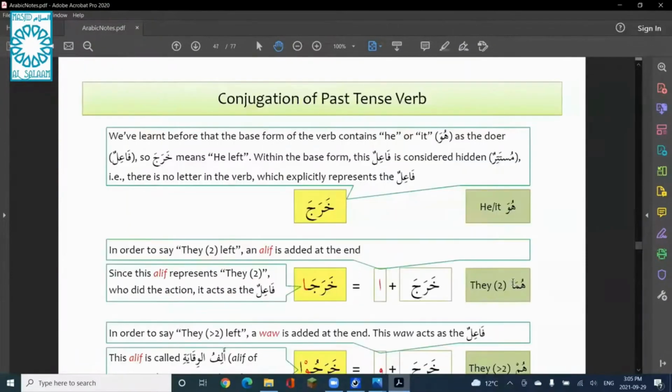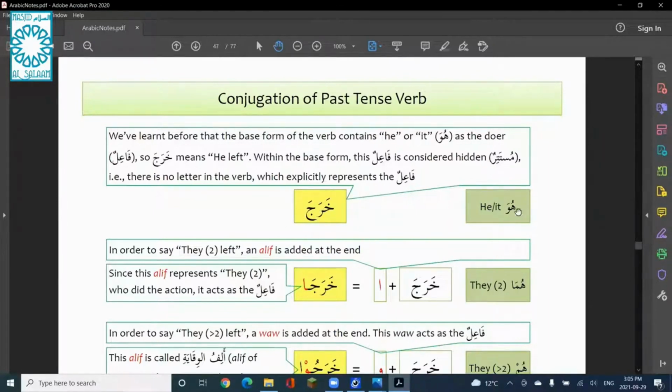We'll come back to this in the class. Okay, so now the important thing is, how do we conjugate a past tense verb? So we know that when we say kharaja, we know that huwa is present in there. And this is the third person masculine singular.